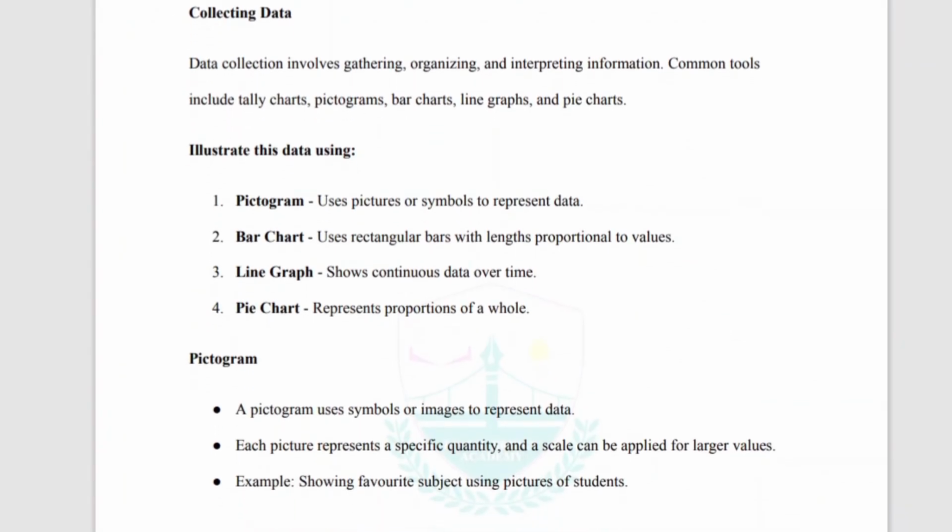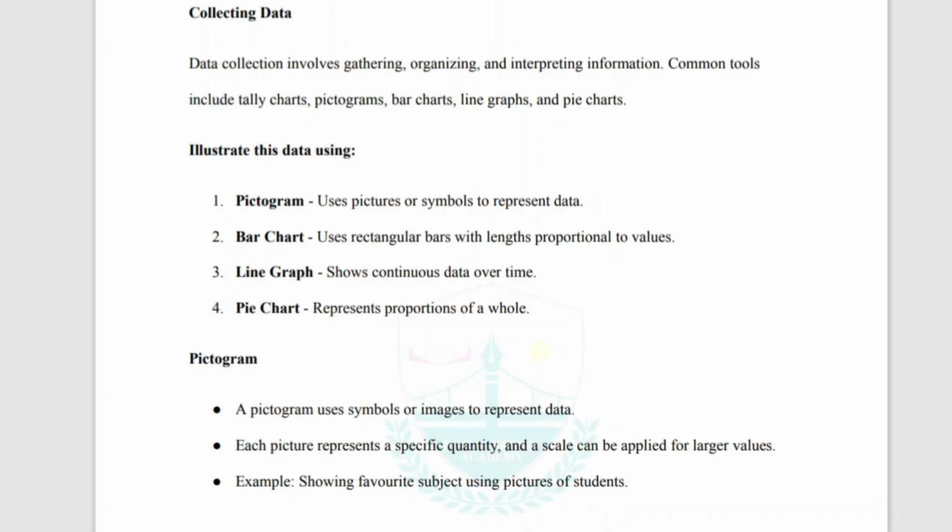So when we define data collection, we are saying that data collection involves gathering information, organizing information, and interpreting information. So when we gather this information, you ask a student, among the science subjects, which is your favorite subject? Then the student tells you, I like biology. Biology is my favorite science subject. That is you gathering information.